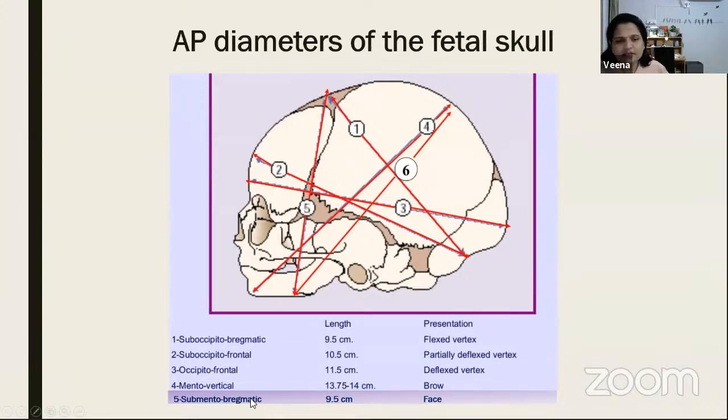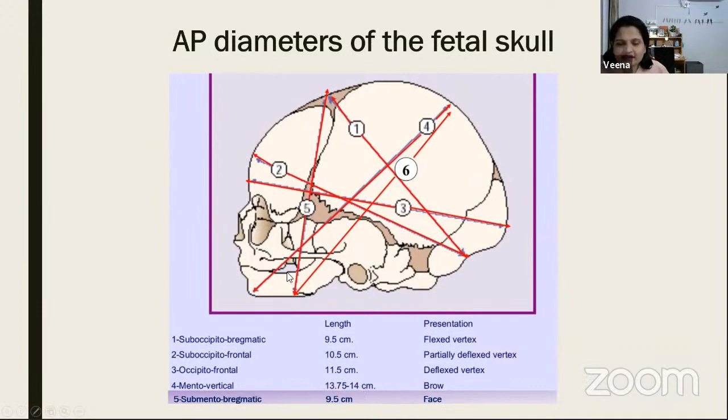The last one is submentobregmatic, which is seen in a fully extended head. The first and the last are almost equal. Submentobregmatic is 9.5 centimeters, seen in face presentation. Is it clear? These are the five anteroposterior diameters depending upon the attitude of the head. A fully flexed head is suboccipitobregmatic, 9.5. With increasing deflection, we have 10.5, 11.5. The worst possible diameter is mentovertical in brow presentation, which is 13.5 to 14 centimeters.